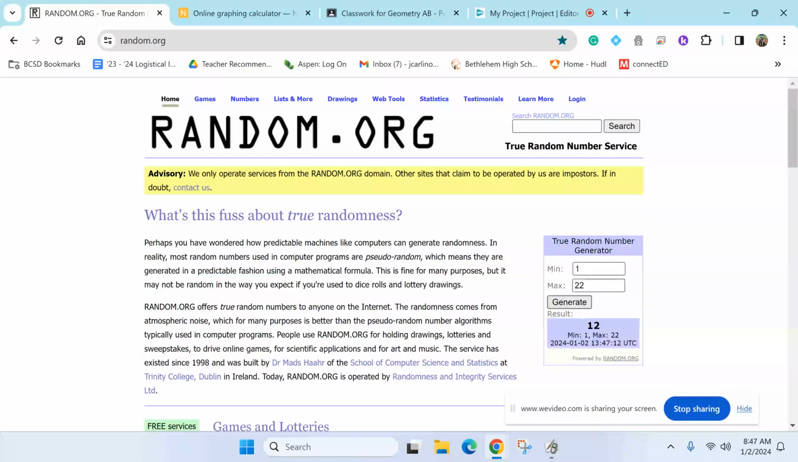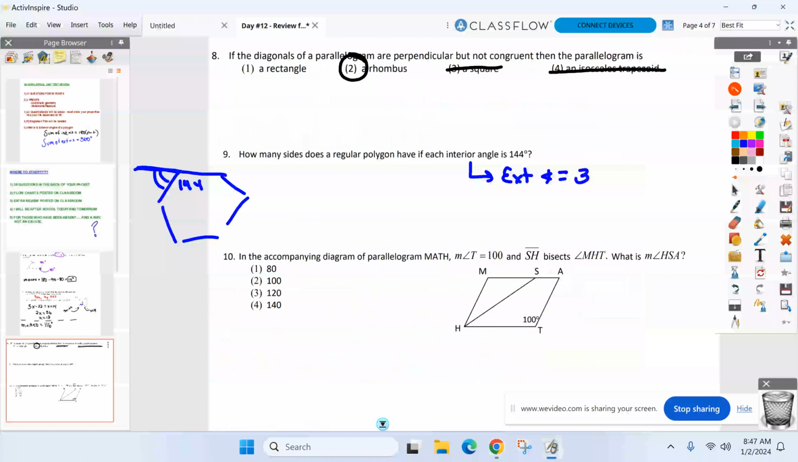Yep. Crunch it out here quick. Crunch it out. Finley? 36. Now, why am I having you find the exterior when I need to find the number of sides? What do all these add up to? I don't care how many sides it has right now. What do they all add up to?